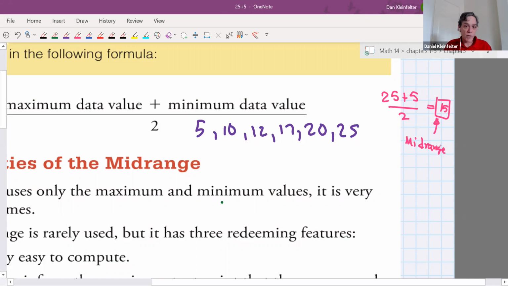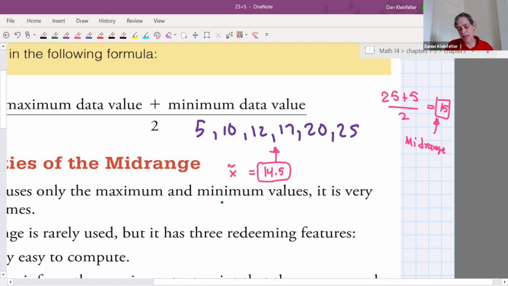Okay, just to review, the median would be the value halfway between the two middle values, that is halfway between 12 and 17. So we'll take the mean of 12 and 17. 12 plus 17, that's 29. 29 divided by 2 is 14.5. So that would be the median.